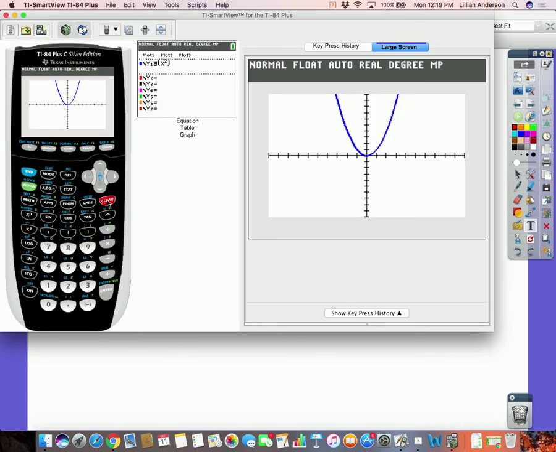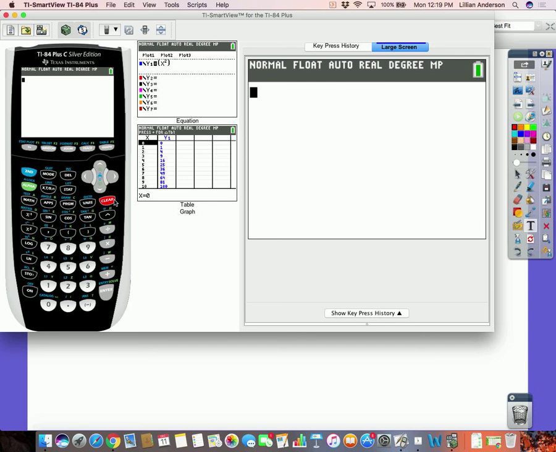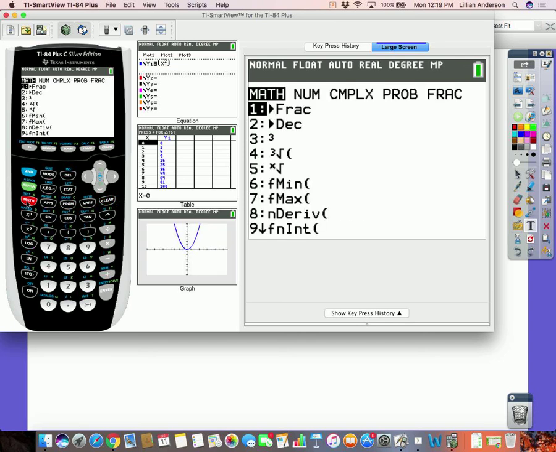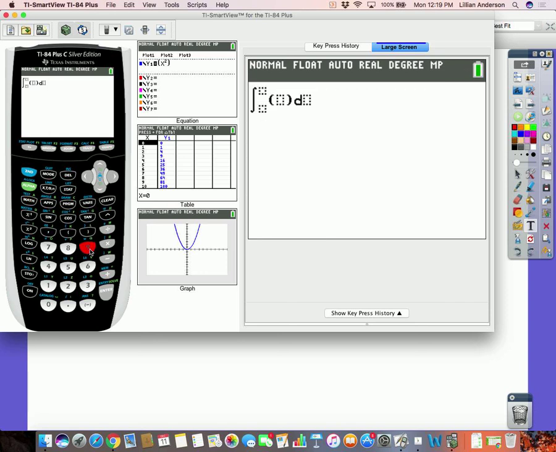Remember, this is where we went into math and went down to option 9. And it allowed us to type in all of our stuff to get a particular area between two curves. Okay? Some of y'all's calculator looked like this, so it pretty much was just filling in the template. Top curve minus the bottom curve.